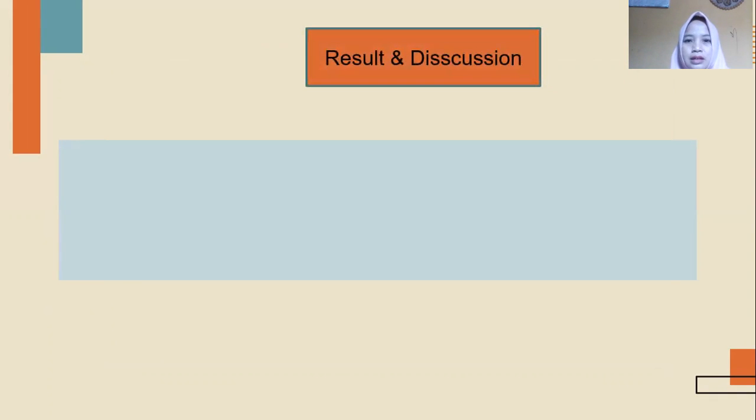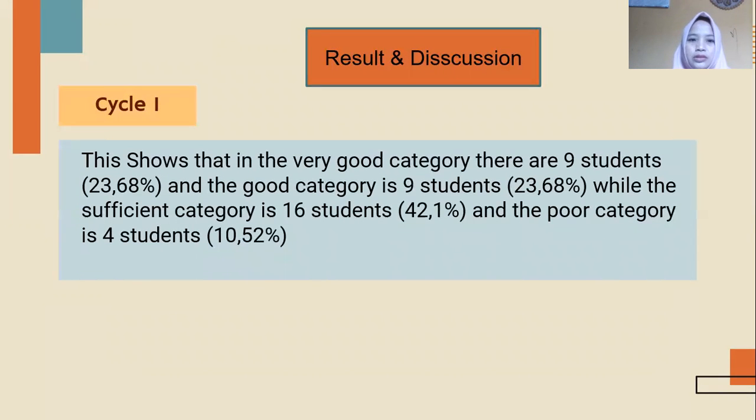And then, result and discussion. Cycle 1. This shows that in the very good category there are 9 students, 23.68%, and the good category is 9 students, 23.68%, while the sufficient category is 16 students, 42.1%, and the poor category is 4 students, 10.52%.